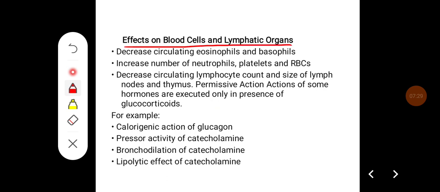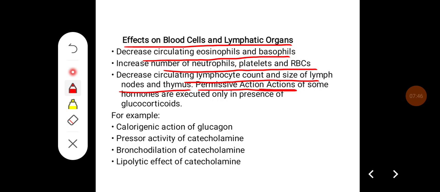Effects on blood cells and lymphatic organs: it decreases circulating eosinophils and basophils. It increases the number of neutrophils, platelets and RBCs. It decreases the circulating lymphocyte count and size of lymph nodes and thymus.